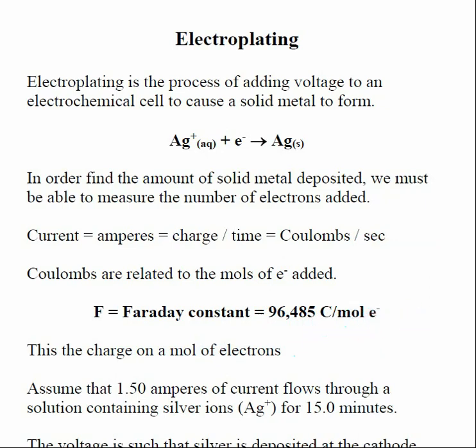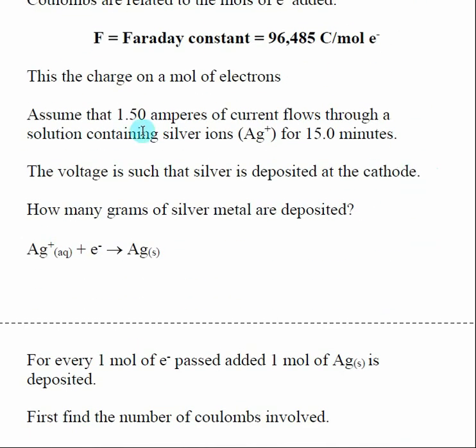So here's a classic question. I'm doing electroplating. I hook something up and I put it into a solution of Ag+. I apply a current of 1.5 amps for 15 minutes, and I want to know how much silver metal is going to be deposited. So I've given you enough information.